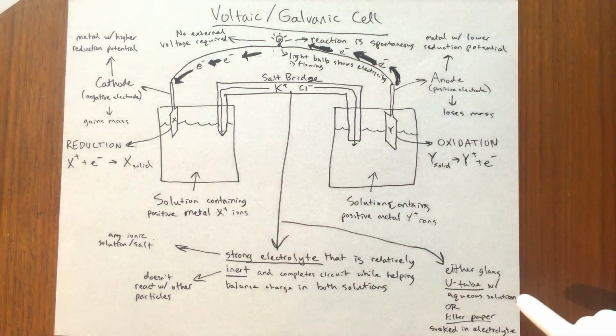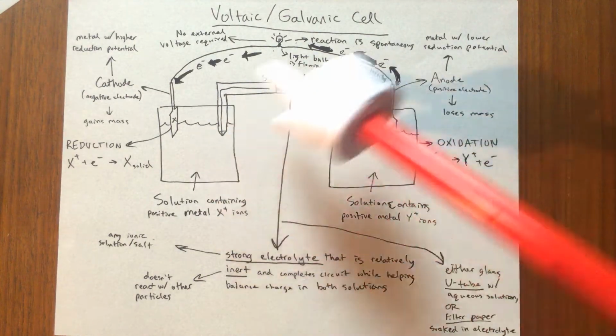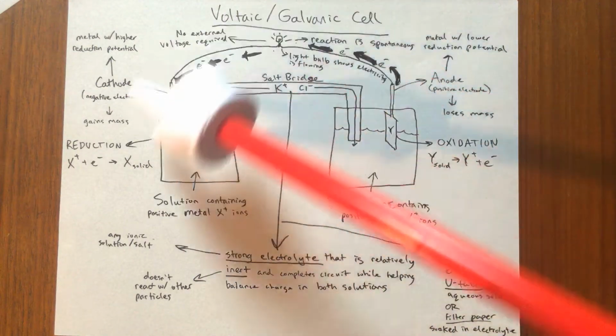And this salt bridge can either be a U-tube with the aqueous solution inside of it, or just filter paper soaked in the electrolyte so that it can have these ions flowing to replenish the charge and make sure that electricity can flow all the way around.